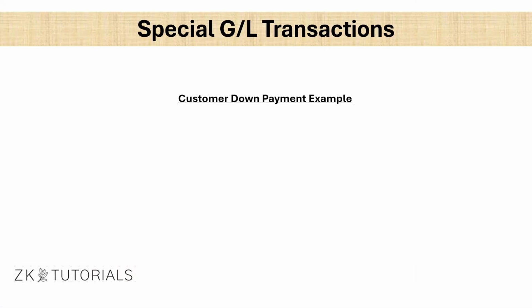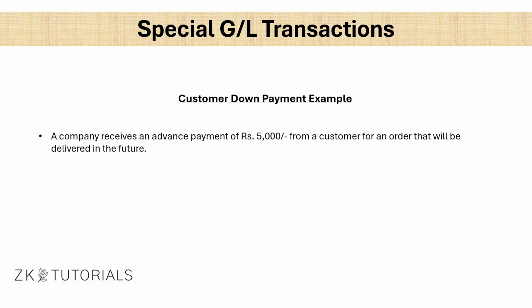And the next slide is customer down payment example. For example, a company receives an advance payment of rupees 5,000 from a customer for an order that will be delivered in the future. So in this example, what this line says is, we are selling some goods to a customer. The customer has asked for some kind of customized good which we are not regularly producing.